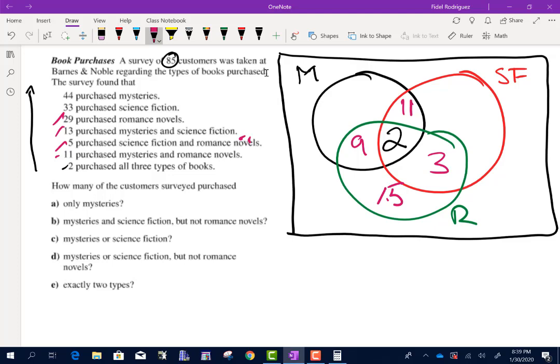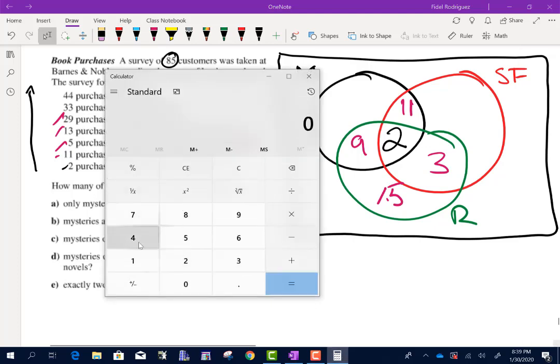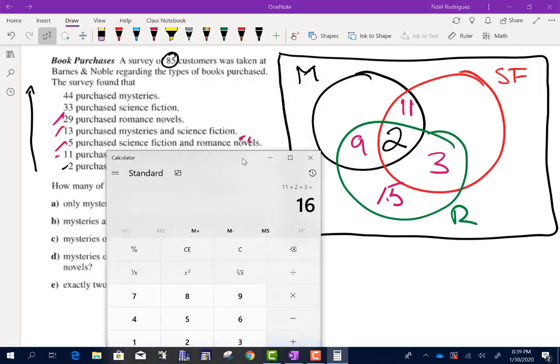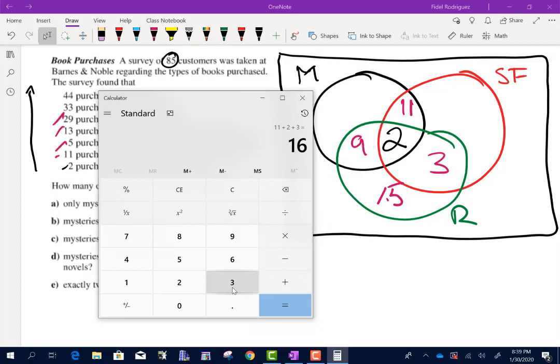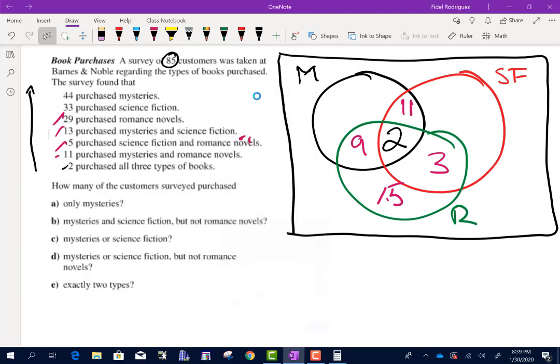33 bought science fiction. So we're going to take 11 and 2 and 3 and add those numbers up. So let me clear this out. 11 plus 2 plus 3 is 16. Okay, so I'm going to do 33 minus 16. 33 minus 16 is 17. So this number over here will be a 17.